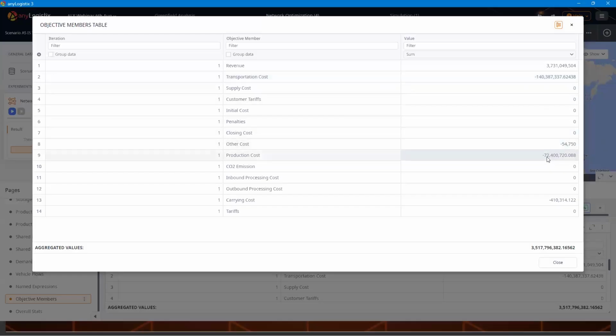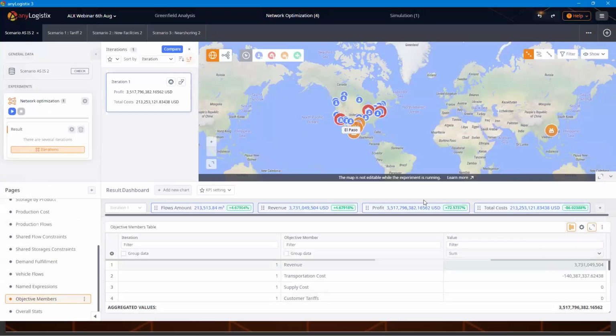Then we have the production cost, which is like 72 million. Inventory carrying cost is 0.4 million USD. And we do have the other cost, like the cost of operating the site. So our profit in this case is like 3.5 billion. So this is our as-is scenario, the baseline scenario.